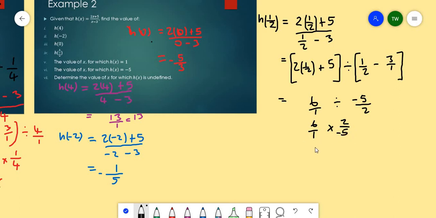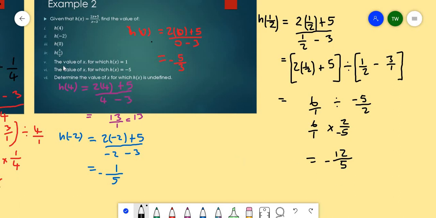At this stage, what you need to do is to just multiply numerator by numerator and denominator by denominator, and you're finished. So 6 times 2, that's going to give us 12. And 1 times 5, that's going to give us negative 5. So therefore, h of a half is equal to negative 12 over 5.